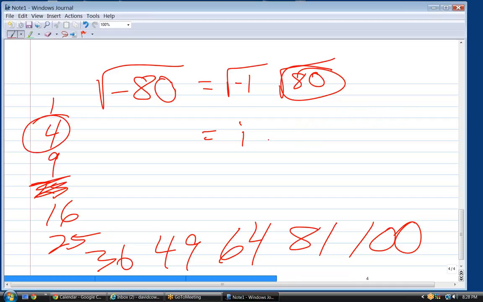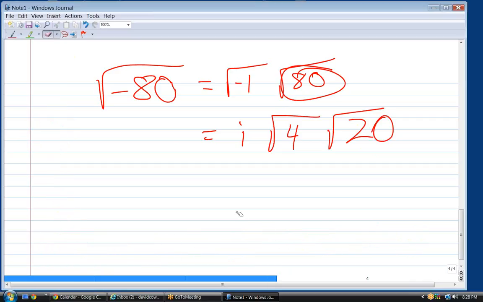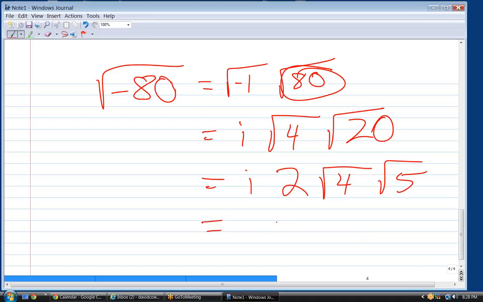Notice what happens. I can do 4 and 20. Most people wouldn't see the 16, but they would see 4 times 20. So the 4 becomes a 2. So it's 2 times root 20, but the root 20 is root 4 times root 5. Go ahead. So then the root 4 becomes 2, so then you're going to have 4i root 5.